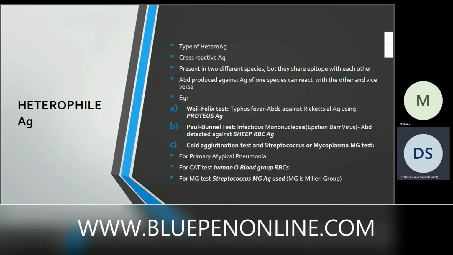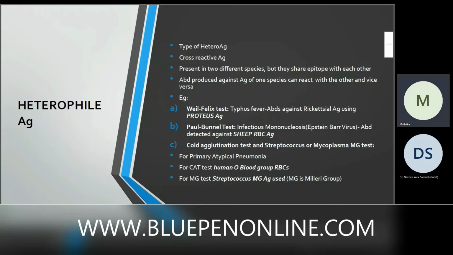The Paul Bunnell test is something like this too. Infectious mononucleosis is caused by Epstein-Barr virus. Here, how is the antibody detected? We don't use the Epstein-Barr virus antigen. We use sheep RBC antigen. If the sheep RBC antigen binds to antibodies formed against Epstein-Barr virus, you find clot formation. So here the sheep RBC antigen epitope and the Epstein-Barr virus antigen epitope are the same. That is the heterophile antigen. Got it?